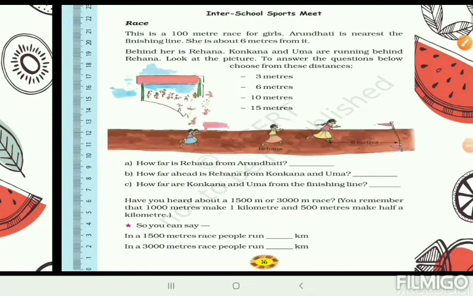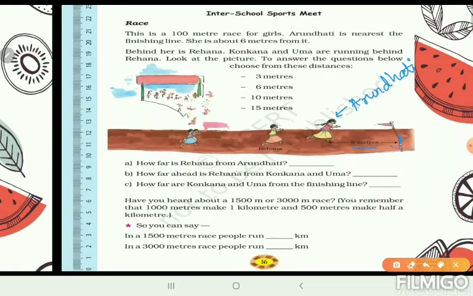Children, please open page 16 of your textbook and let's see this question which is given here. This is a 100-meter race for girls. Arundhati is nearest to the finishing line. So this girl who's running near the finishing line is Arundhati. And she is about 6 meter from it. She is 6 meter away from the finishing line.